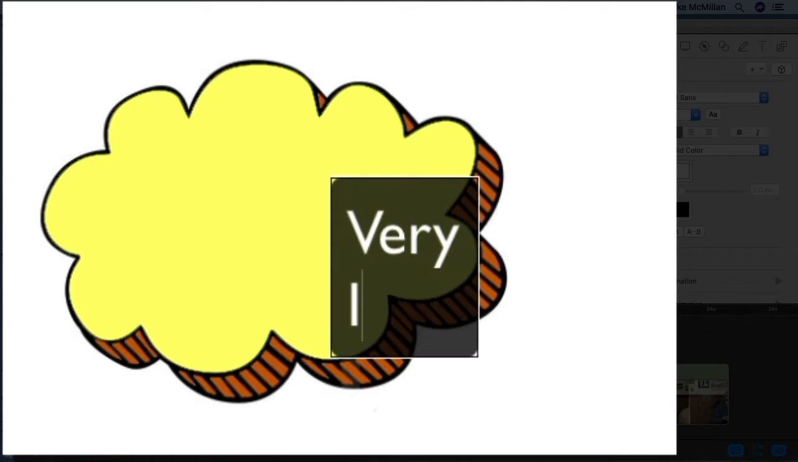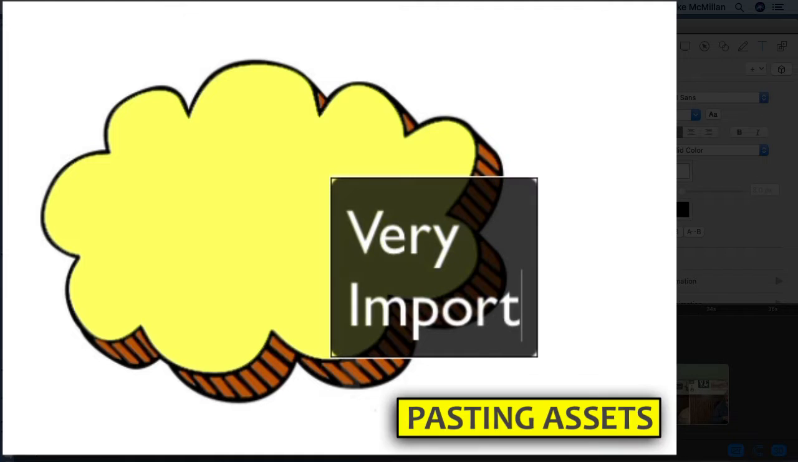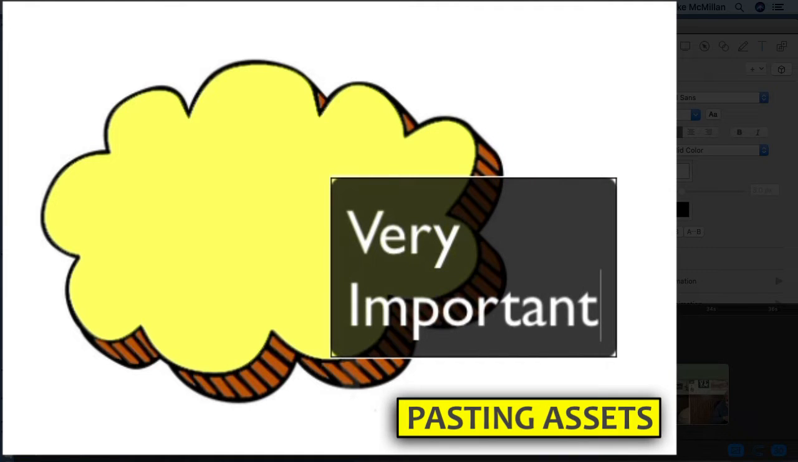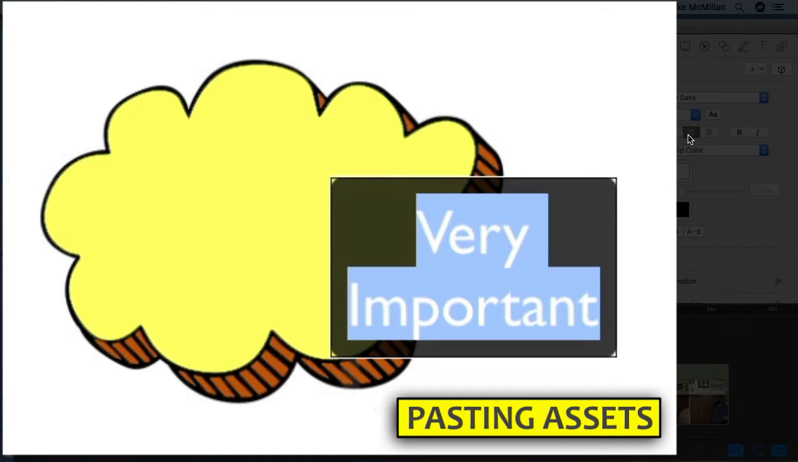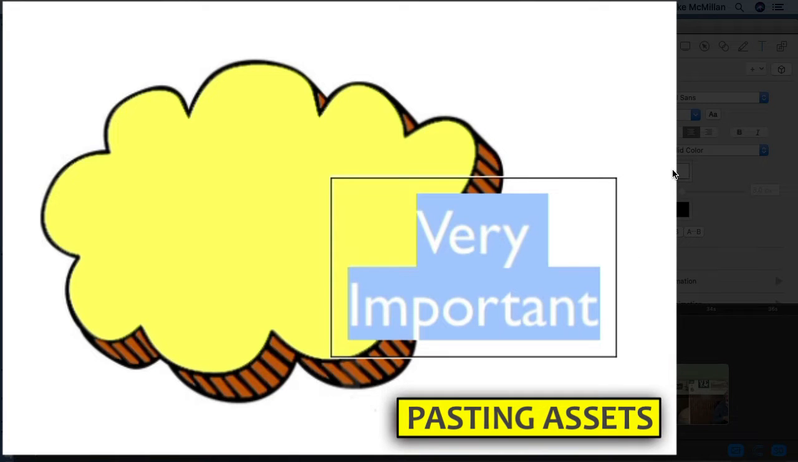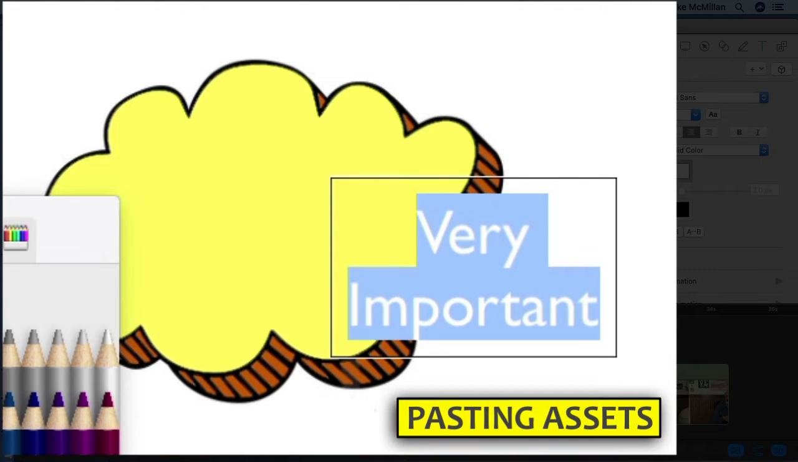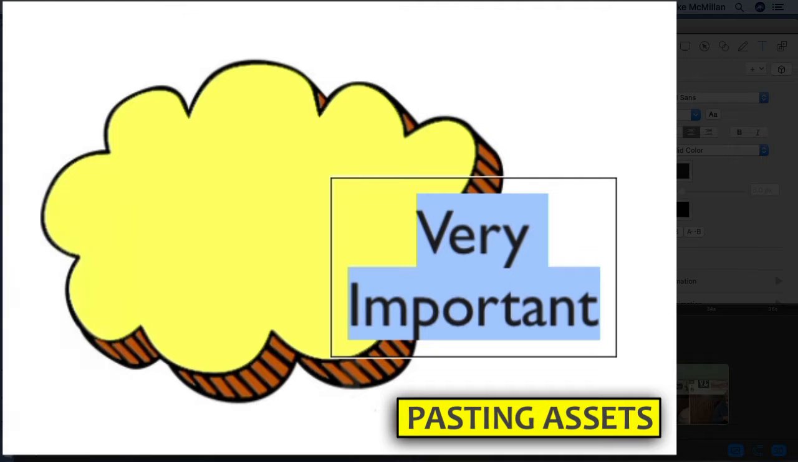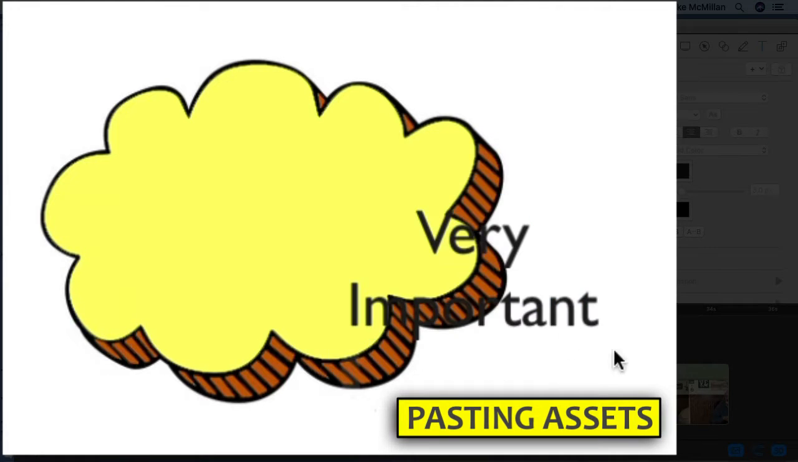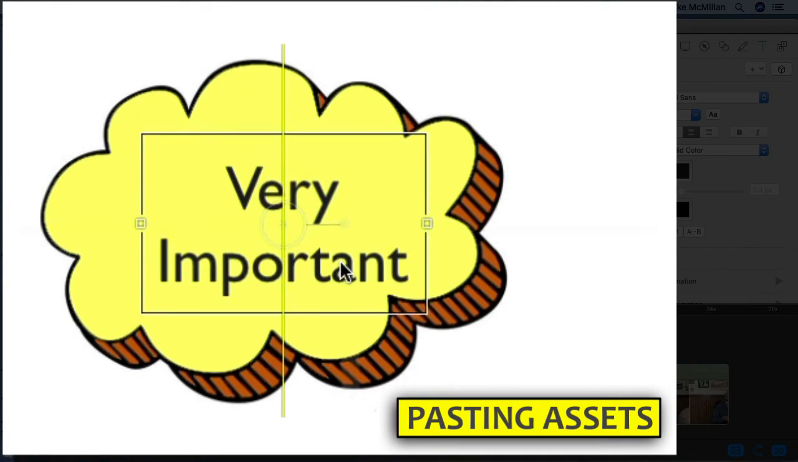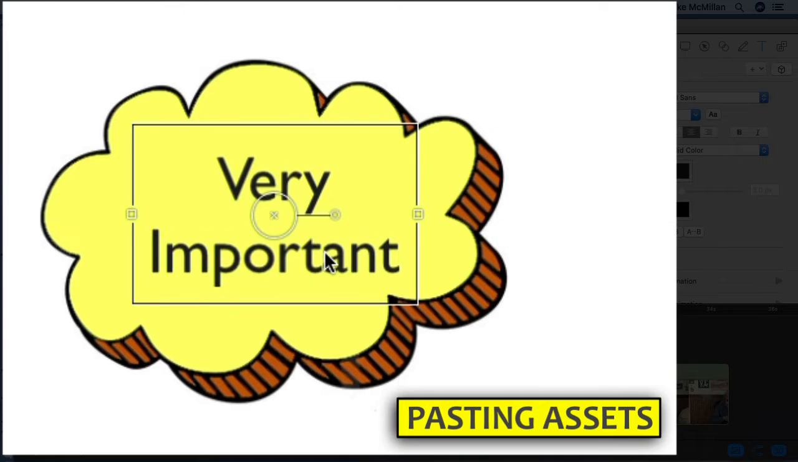Very important, okay? And again, don't worry how I'm doing this. I'll show you how to do this stuff later, but I'm going to make it say very important, and I'm going to make that text black, just like that. And then I'm going to put this in here. So this is going to say very important.